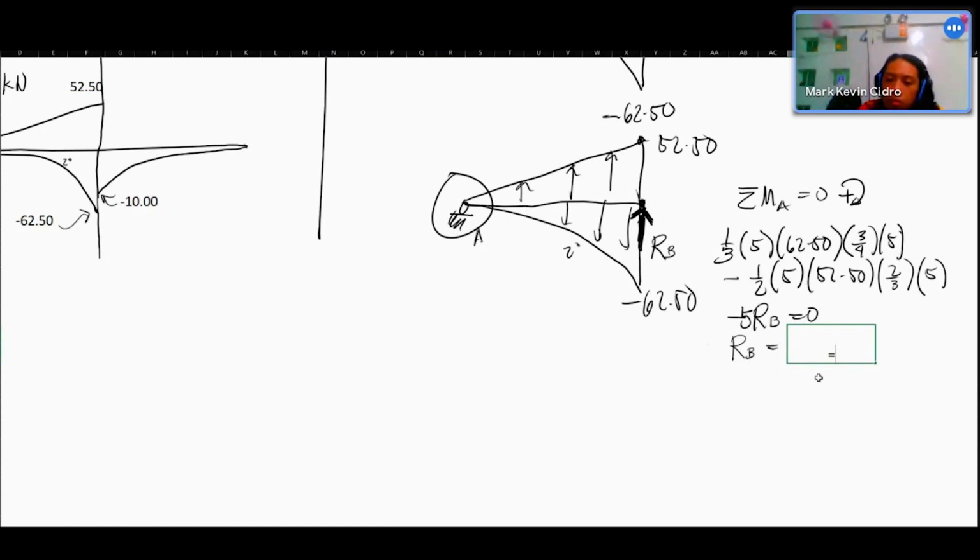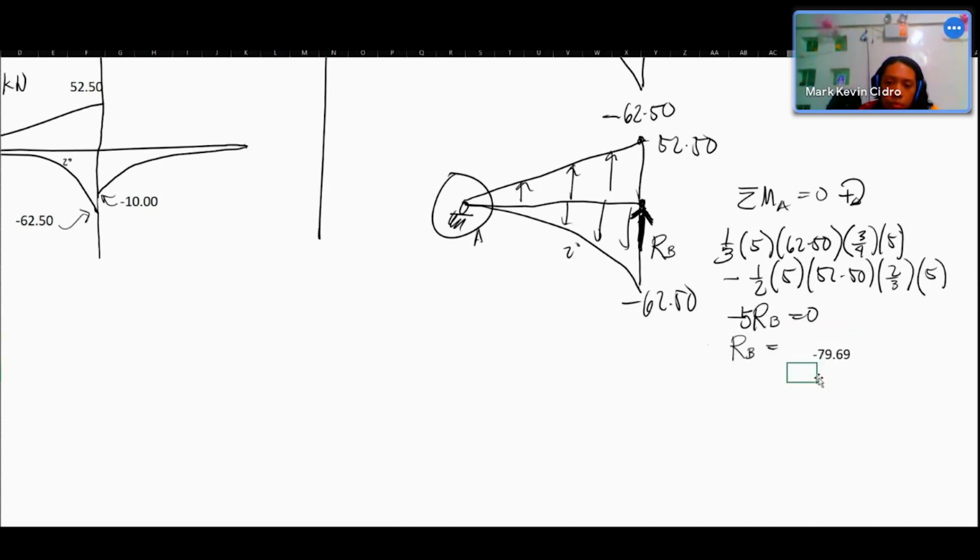This is equal to, i-divide ko na lang in 3 later. 1/3 times 5 times 62.5 times 3 times 5 divide 4. Tapos minus 1/2 times 5 times 51, ito 52.5 times 2 times 5 divide 3. Tapos eventually, i-divide ko here in 5.